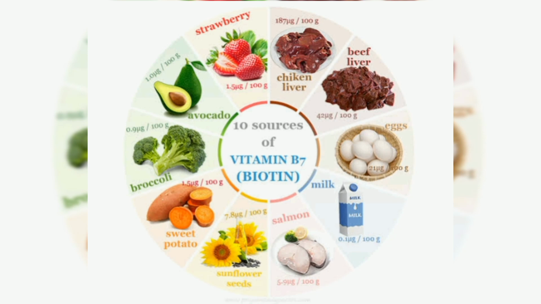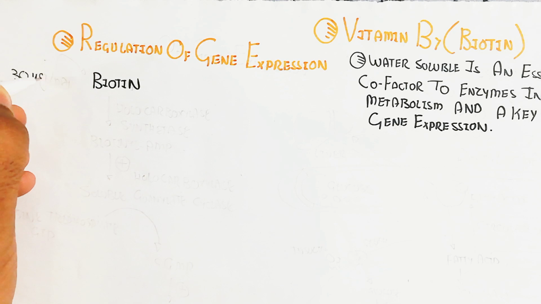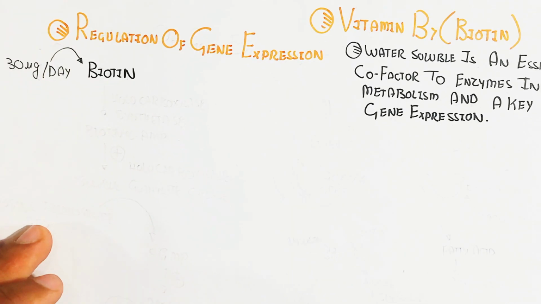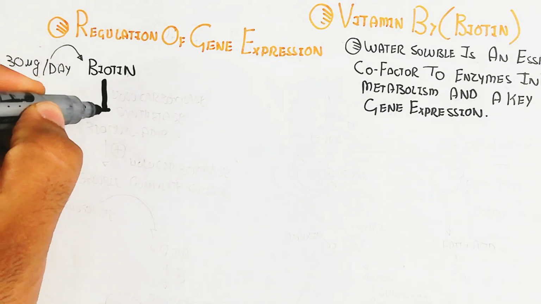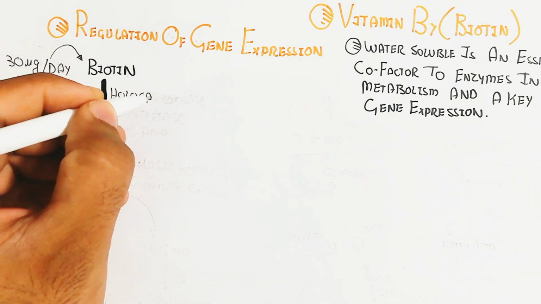These are the top 10 sources of vitamin B7. You can see strawberry, beef liver, chicken liver and milk, salmon, egg, broccoli, vegetables, avocado, sweet potato and sunflower seeds, which contain a range of vitamin B7. In this way we can consume it easily. The biotin requirement is 30 micrograms per day.